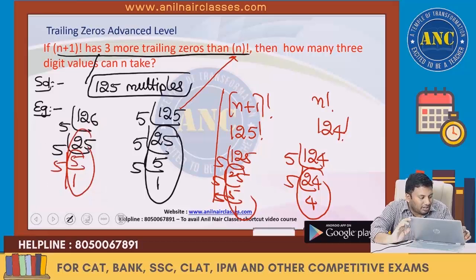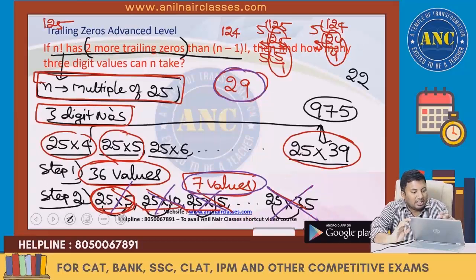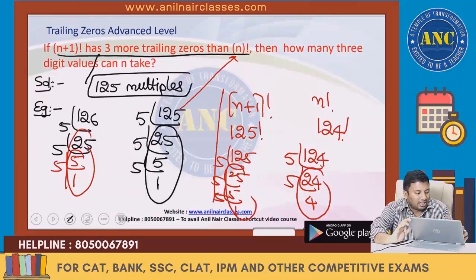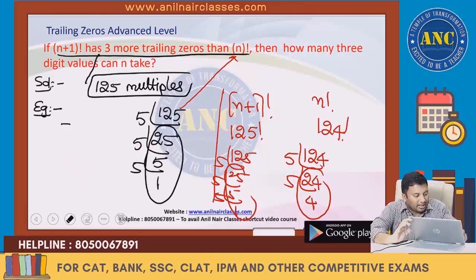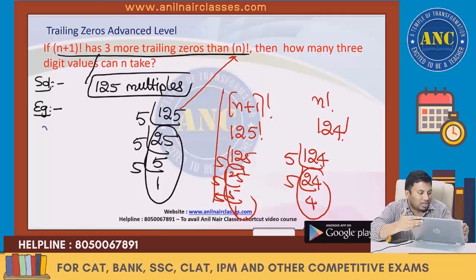What is the previous question? The previous question is n and n minus 1. Here it is n and n plus 1. So n cannot take 125. The conclusion for this question is n plus 1 should be a multiple of 125.